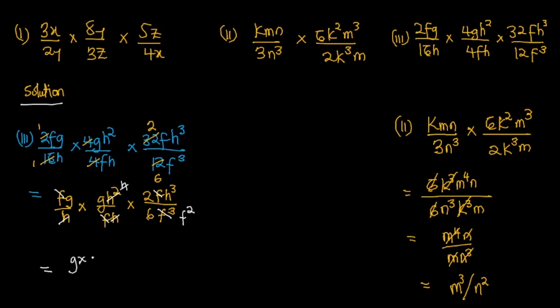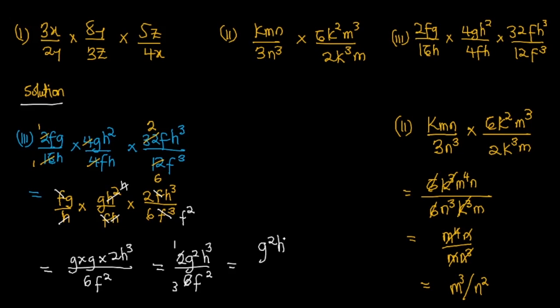So we have g multiplied by g multiplied by 2h cube on over here we have 6f squared. So g multiplied by g will give us g squared. We have h cubed. We put a 2 in front of it. Then we have 6f squared. And then you know that this 2 will go into itself 1. It will go into 6 here 3. So our final answer will be g squared h cube on 3f squared. So this becomes our final answer.